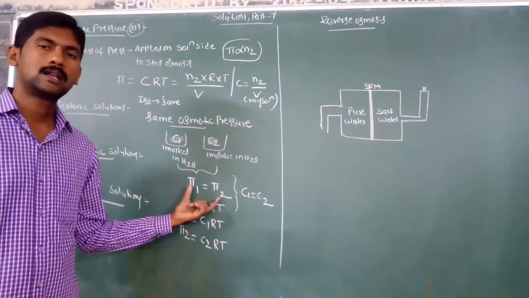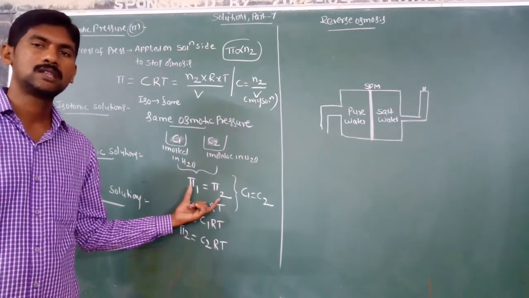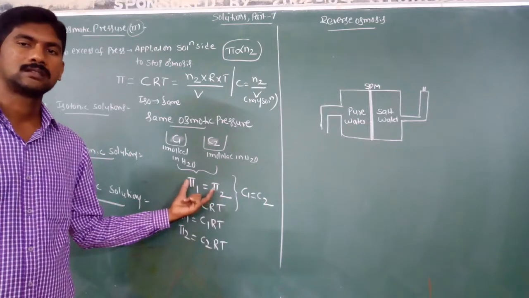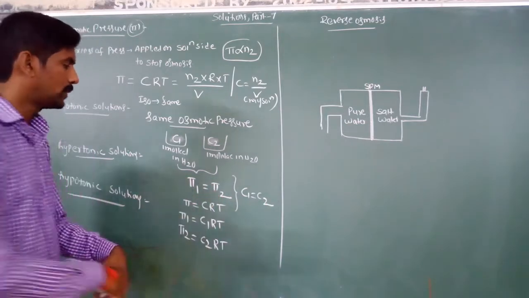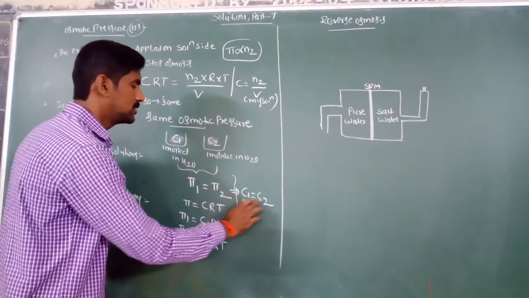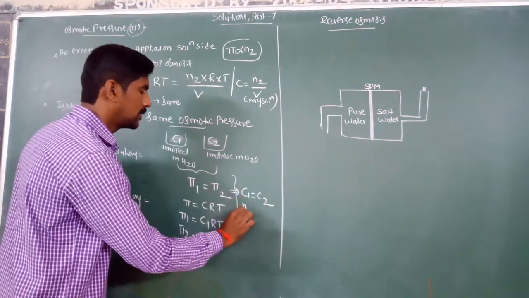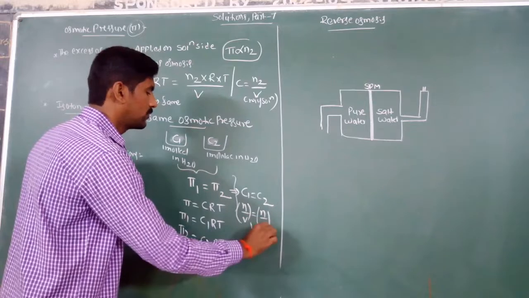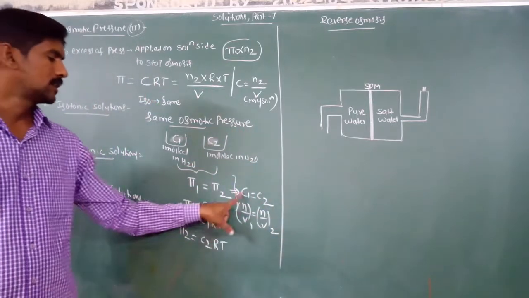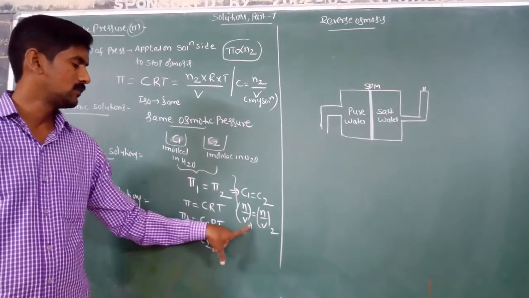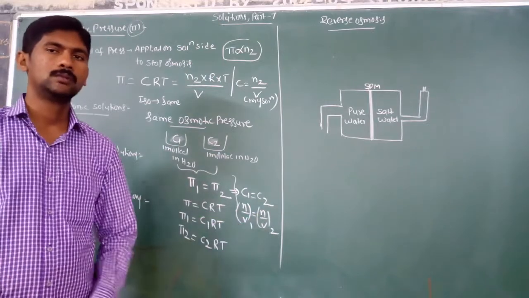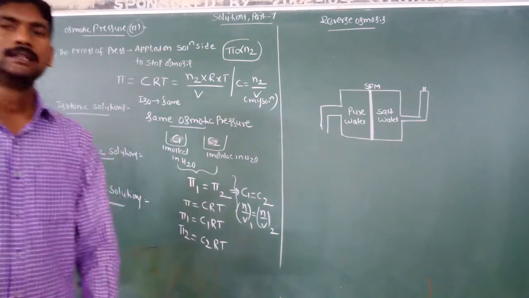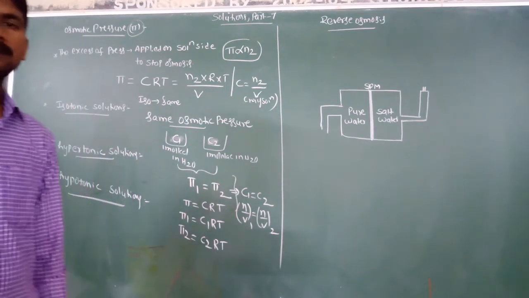So finally, what are isotonic solutions? The solutions which are having the same osmotic pressure. So if pi 1 is equal to pi 2, then C1 is equal to C2. C1 means number of moles by volume, so N by V of solution 1 is equal to N by V of solution 2. So these are isotonic solutions, the solutions which are having the same osmotic pressure.